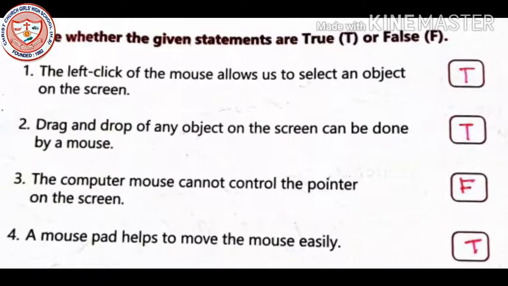Now the next exercise is to state whether the given statements are true or false. You just have to write T or F. The left click of the mouse allows us to select an object on the screen. That is true, T. Drag and drop of any object on the screen can be done with the help of a mouse. That is true.